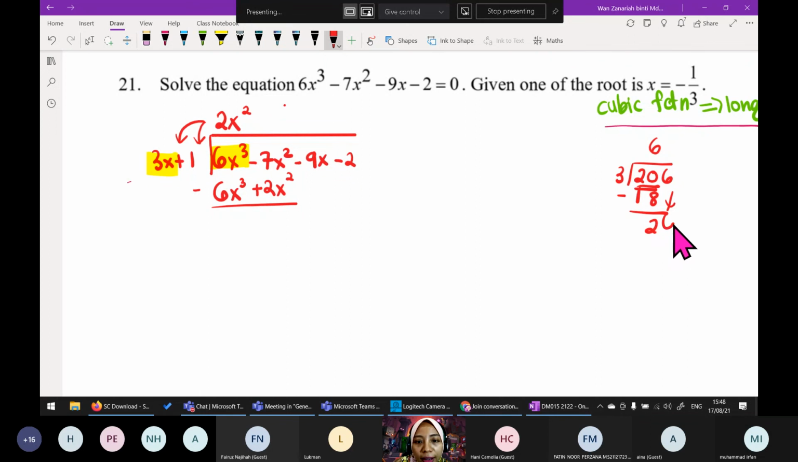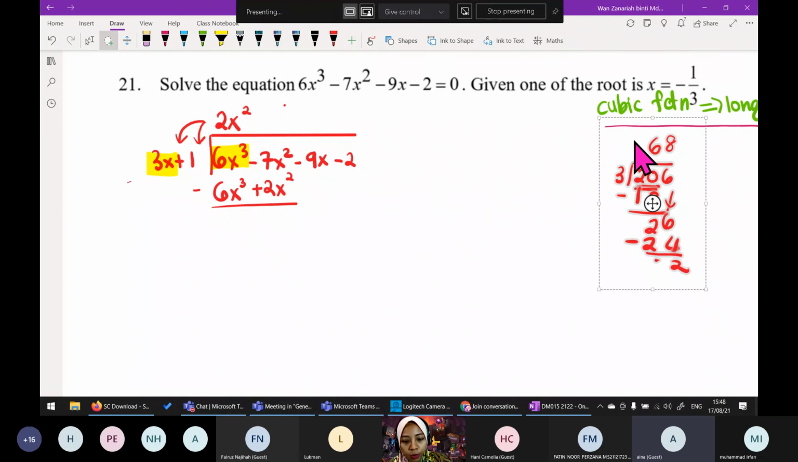And then turun 6, betul? So now you have to think of 3 darab dengan berapa dapat 26. So mungkin 8 darab 3, 24. And then tolak you dapatlah remainder. Okay. So bentuk yang sama sebenarnya. Cuma ini adalah numbers. This one you involve with polynomial. But the concept is the same. Boleh tak students? Boleh. Okay, good.